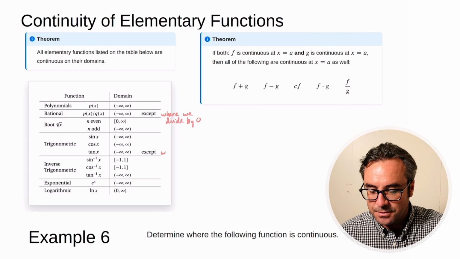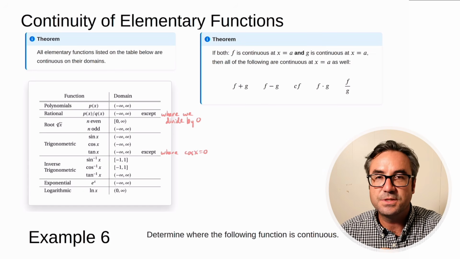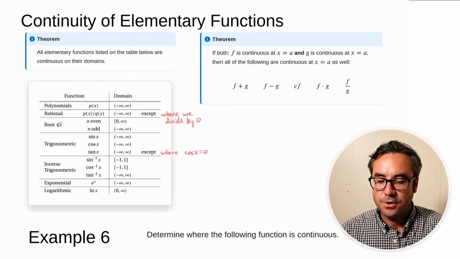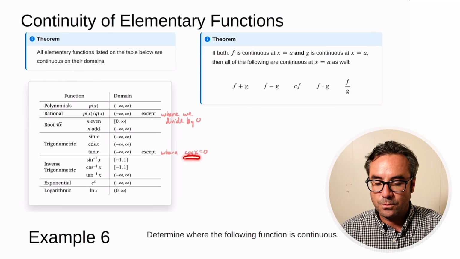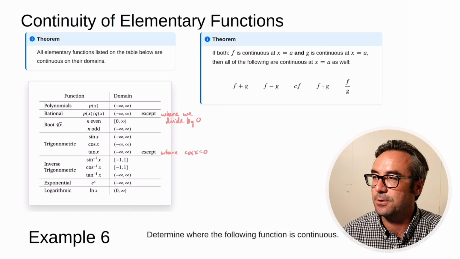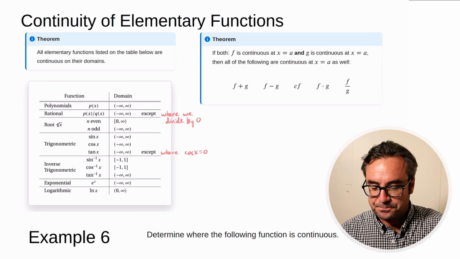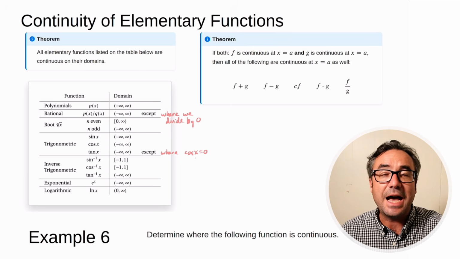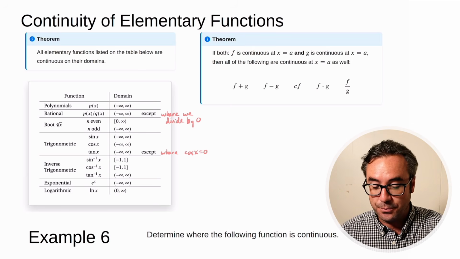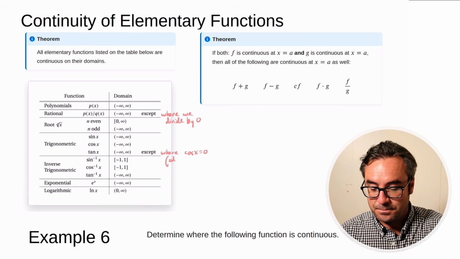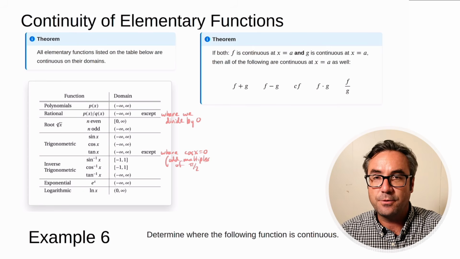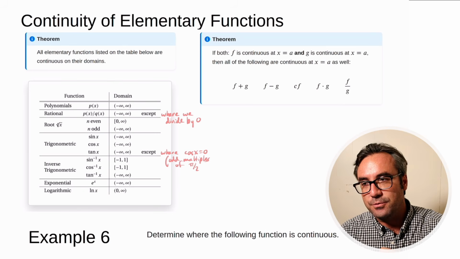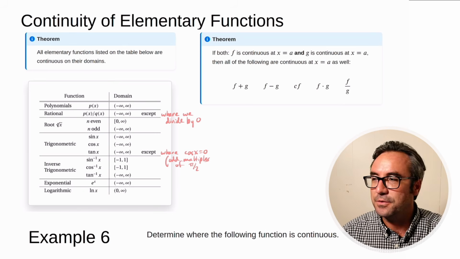So in this case, since tan is sine over cosine, we divide by 0 when cosine x is equal to 0. What are these? These are the odd multiples of pi over 2. So pi over 2, 3 pi over 2, 5 pi over 2, 7 pi over 2, all the different odd multiples.